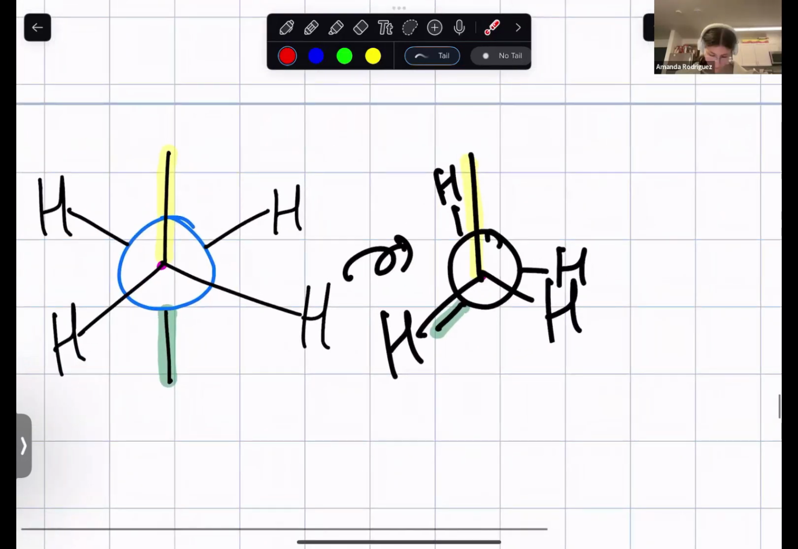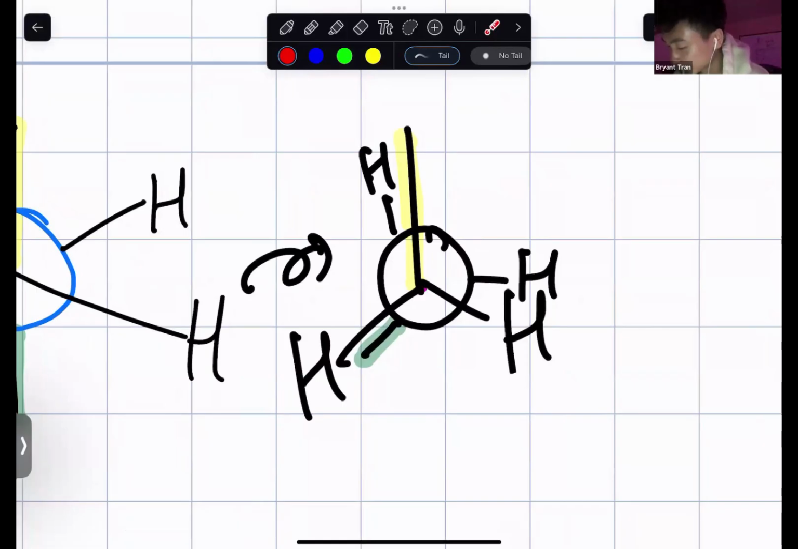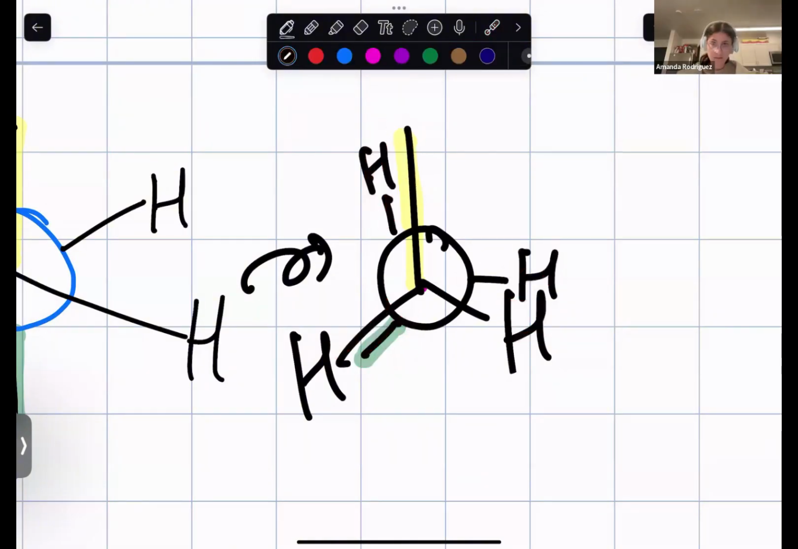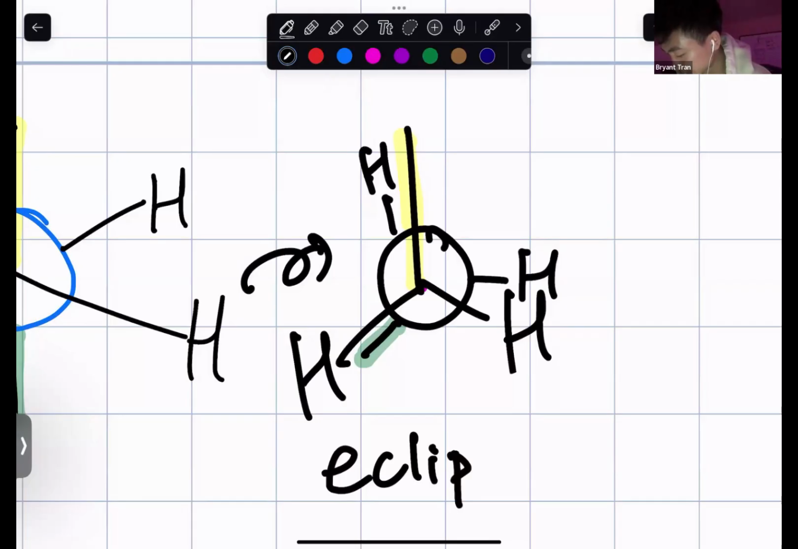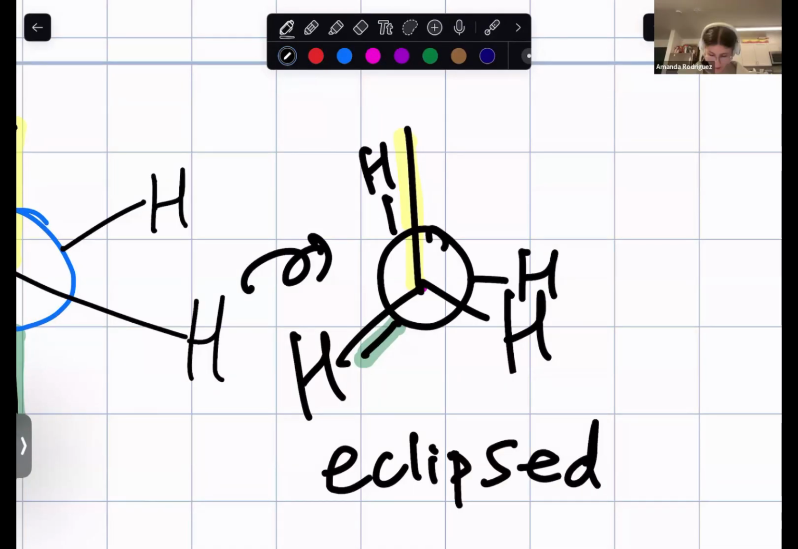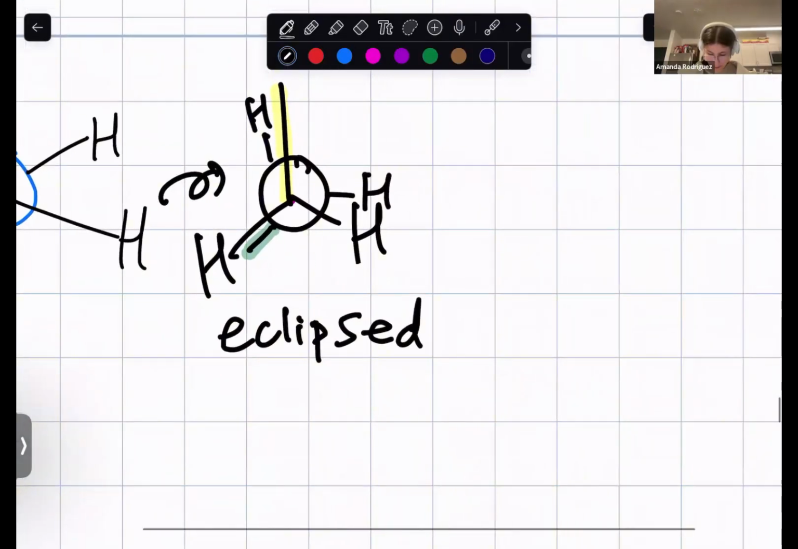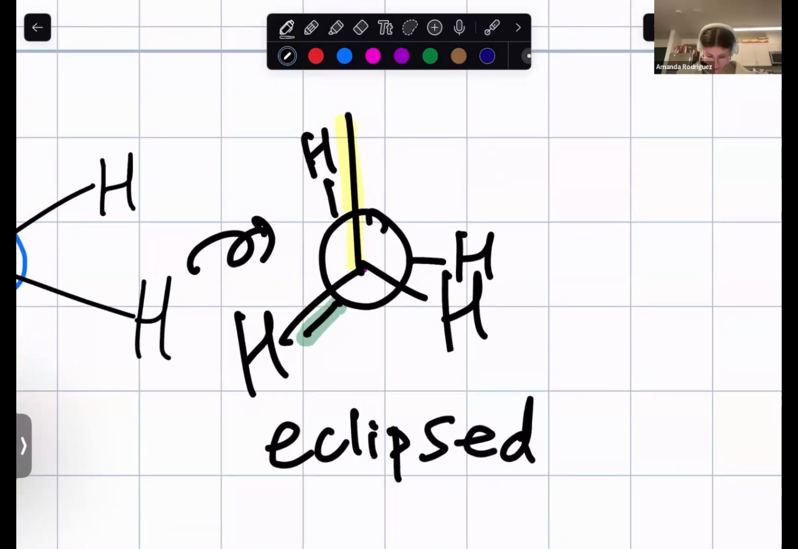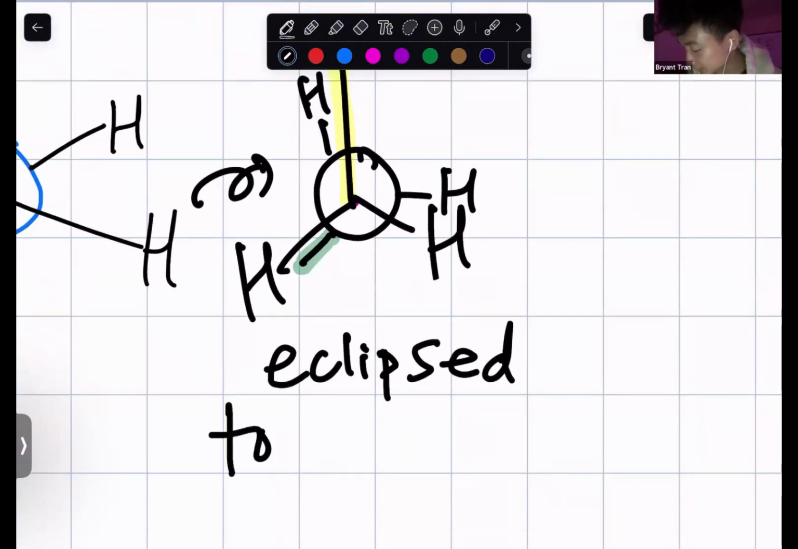Okay. So this right here, you notice how the back group and the front group are on top of each other, so close to each other. They're eclipsing each other. That's the eclipsed conformation. Like the sun eclipsing behind the moon. That's the eclipsed conformation, and that introduces something called torsional strain.